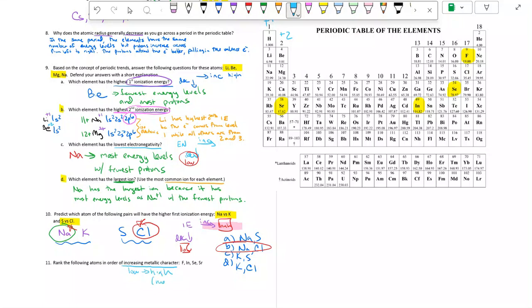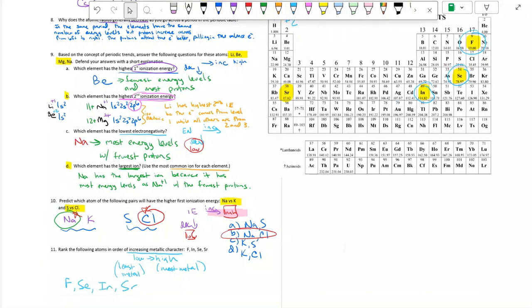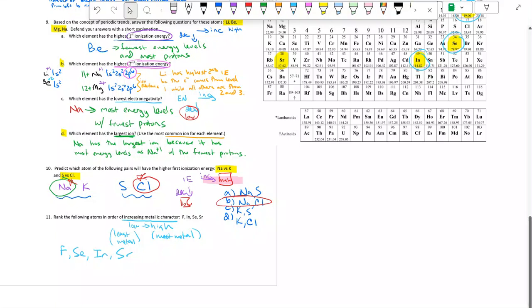So high means most metal, and low means least metal. So the least metal is going to be fluorine. It's definitely a non-metal. Okay, and then we hit selenium. It's also a non-metal. And then we hit indium, which crosses over that metal thing. And then strontium is going to be the most metallic. Okay, don't get confused by that. It's just most metallic. Okay.